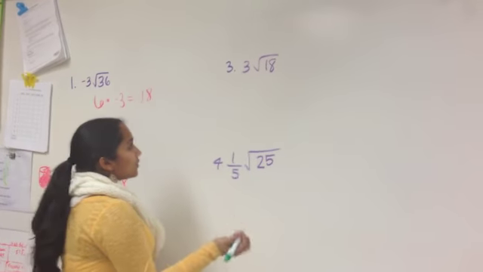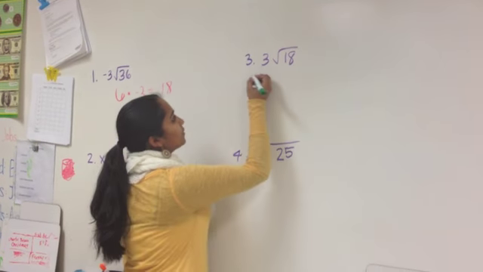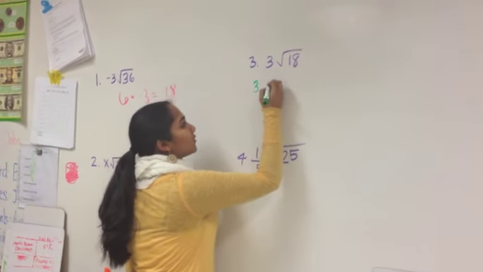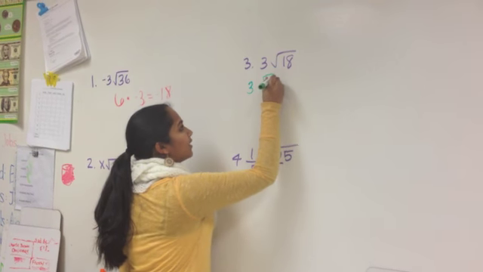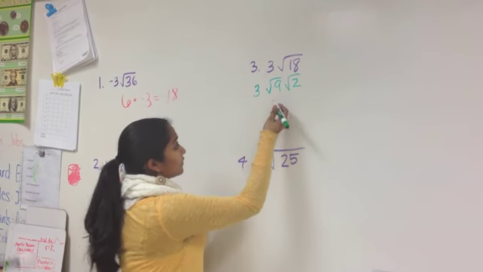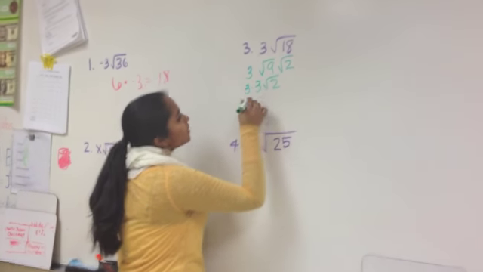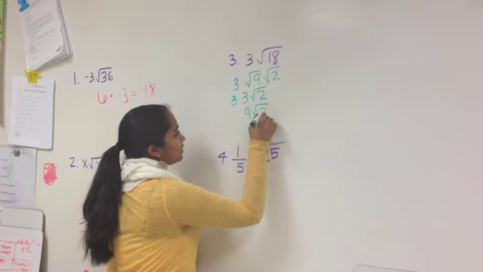Alright, so 18 isn't a perfect square, so you divide it into a perfect square and a non-perfect square. So 3 radical 9 radical 2. The square root of 9 is 3, so you take 3 times 3 radical 2, and that would be 9 radical 2.